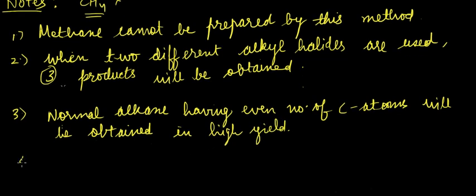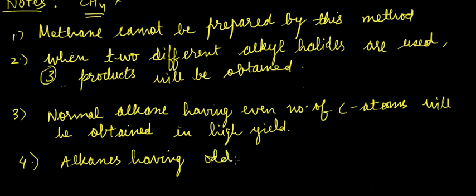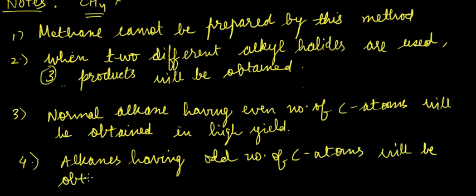And similarly, alkanes having odd number of carbon atoms will be obtained in low yield.